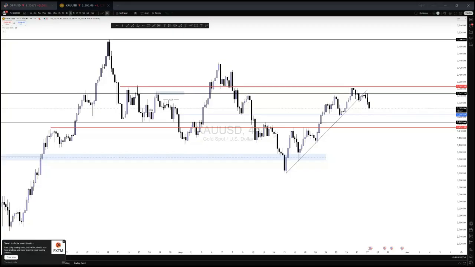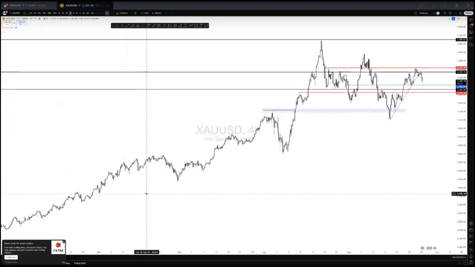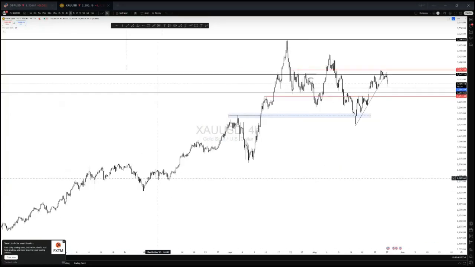Let's take, for instance, gold. One of the major reasons why gold has been aggressive since the start of the year, as we all know, is because everybody was running into safe haven.